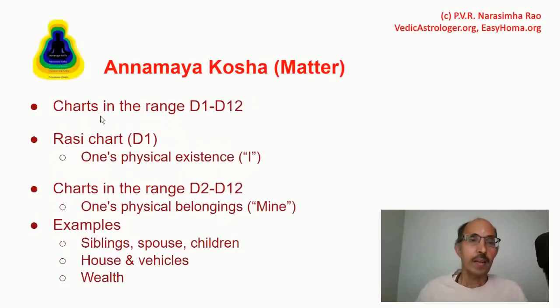Now, when we talk about the charts in the range of D1 to D12, I said that they cover Annamaya Kosha. So the Rasi chart D1 shows one's physical existence, what we physically consider as I, as we discussed earlier. And the other charts from D2 to D12 cover what one considers as mine. This is basically Asmita and Mamata. I am and mine. So one's physical belongings like siblings, spouse, children, house, etc. So things that one associates physically are covered by these charts.